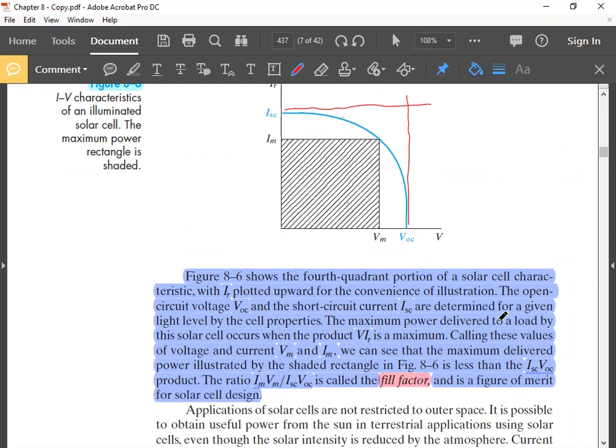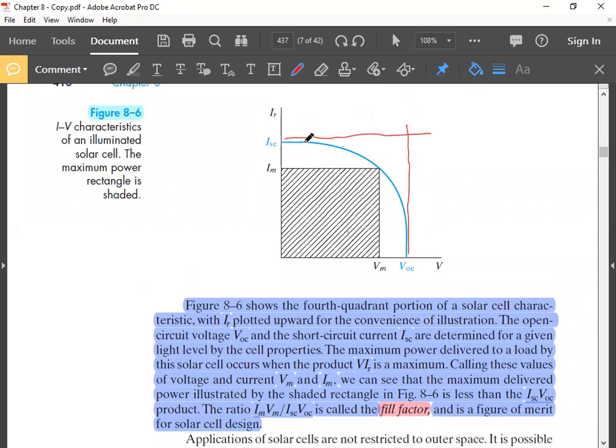The maximum power delivered to a load by this solar cell occurs when the product V into IR is maximum. So you can see that at different points on this curve, V into I will be different. V into I, if you remember, is the power. So at some point, V into I will be maximum. That means the area under the rectangle will be maximum. That point is the maximum power point.